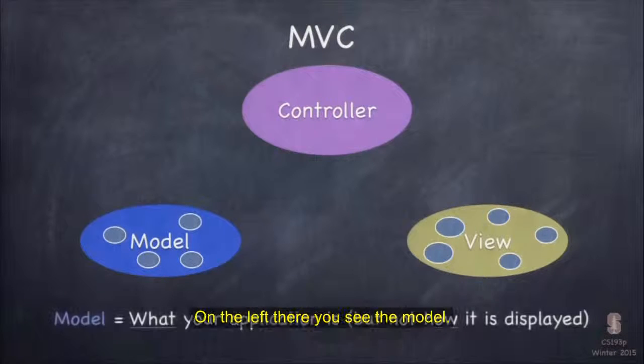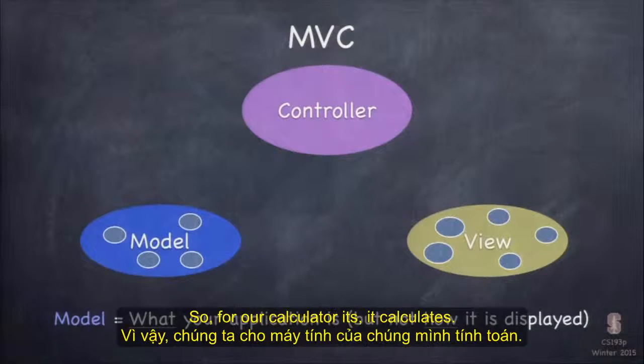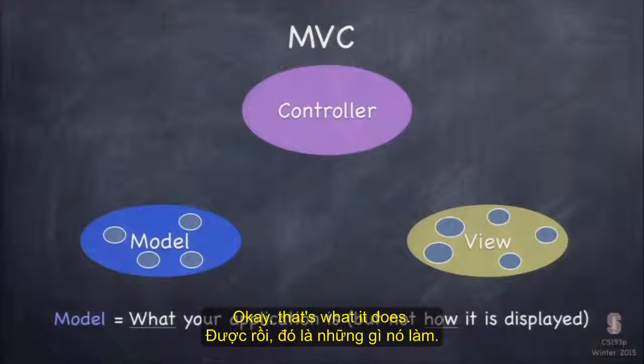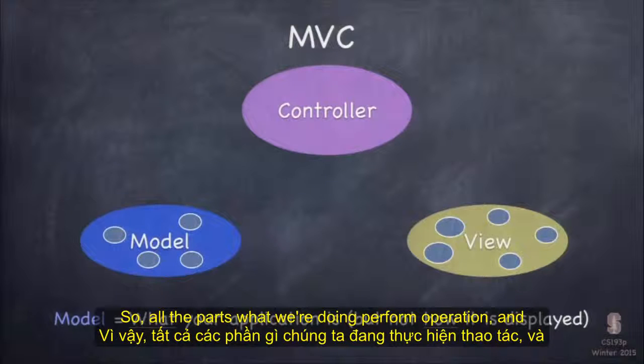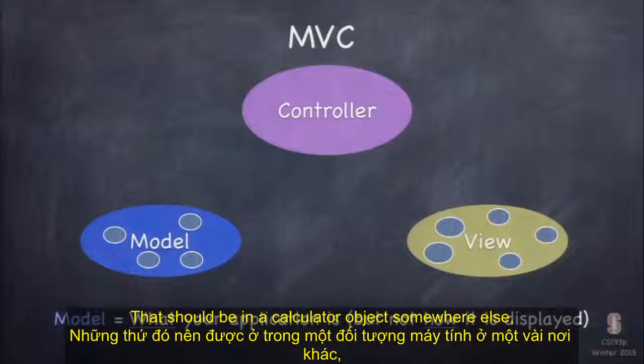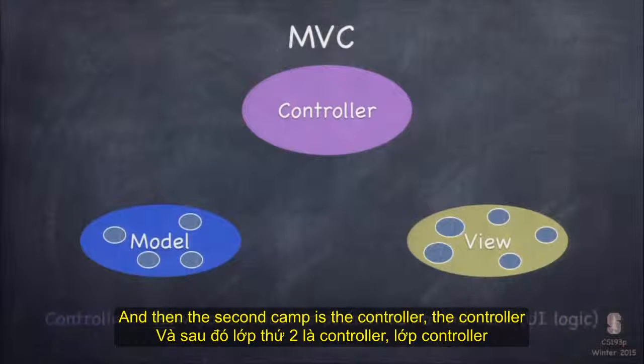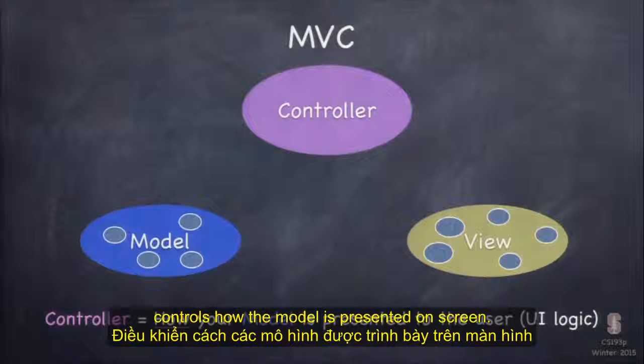So the three camps, on the left there you see the model. The model camp is going to be all the objects that are what your application does. So for our calculator, it calculates, okay? That's what it does. So all the parts where we're doing perform operation and all that stuff, that's all calculator stuff. That should be in a calculator object somewhere else. It shouldn't be in our controller, okay? And then the second camp is the controller. The controller controls how the model is presented on screen.